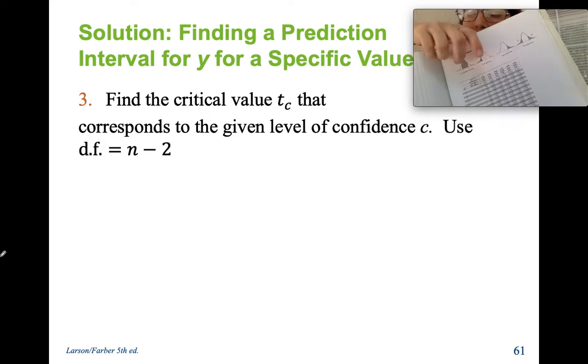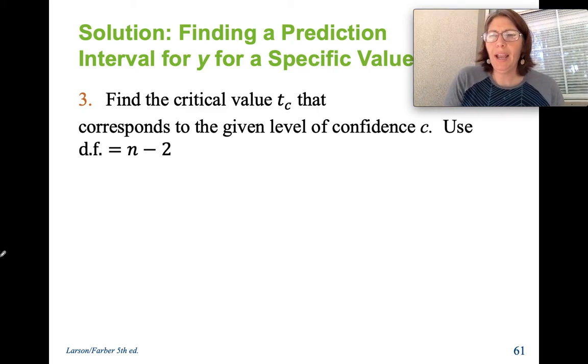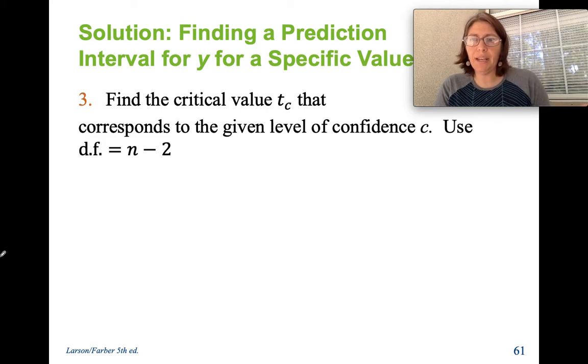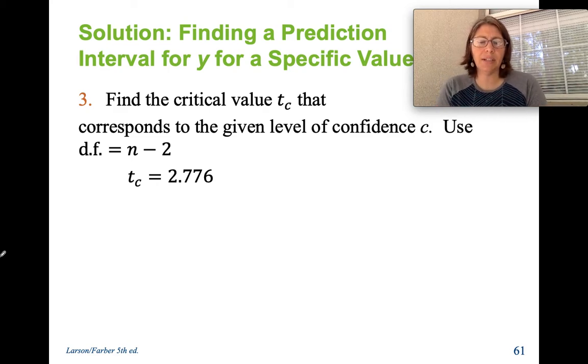TI-84 people, you can do inverse T, and on some TI-84s you can choose center for 0.95. If you don't have that option, then you have to figure out what's in your left tail to be able to do that. I think the back of the book is actually much easier than the calculator on that one. So we get a T value of 2.776. Make sure it's always positive in this case, because it's not a left-tail or right-tail test. It's just a critical value. We're using a positive T critical value.